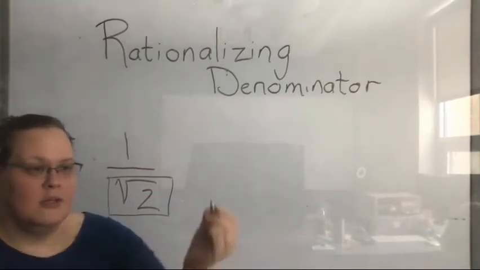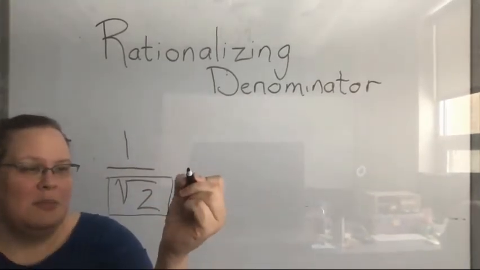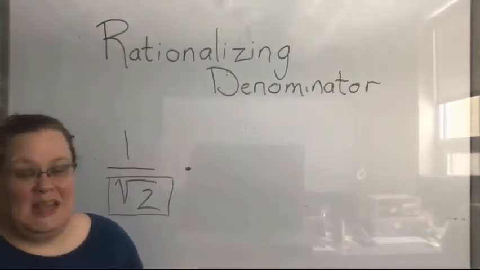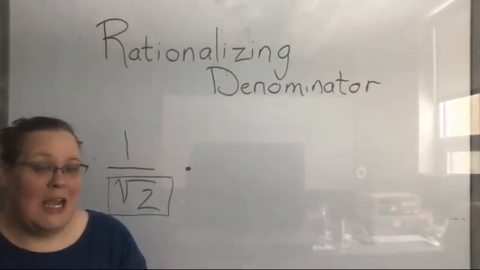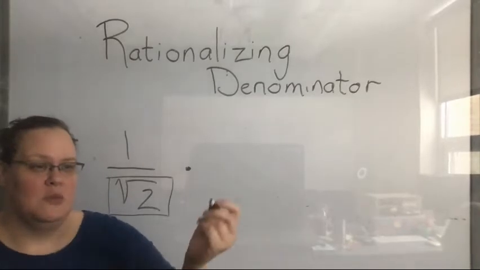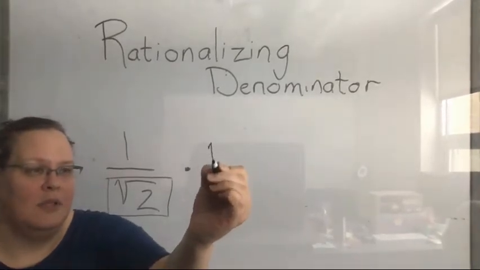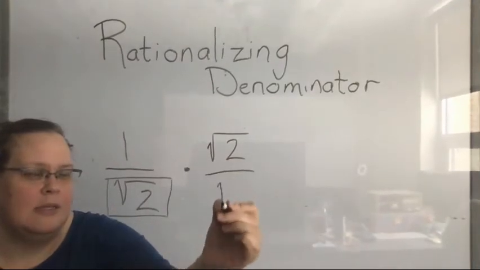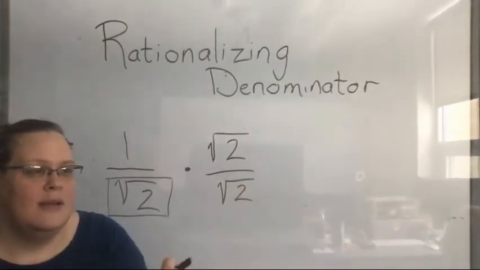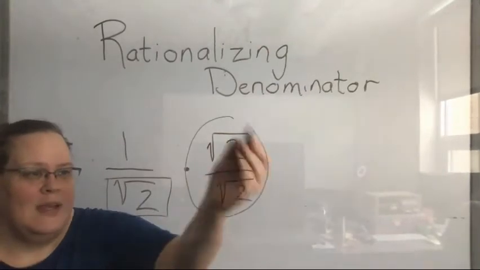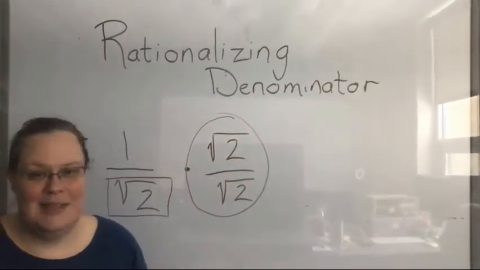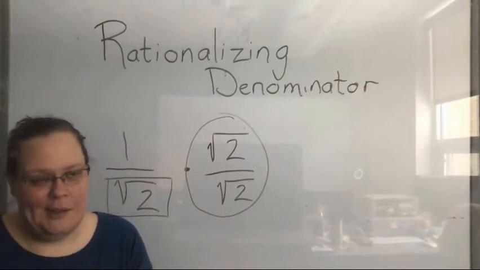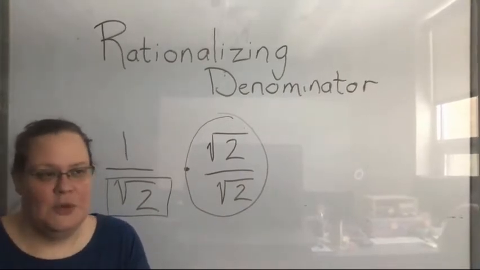So the way that we're going to do that is, remember, we don't want to multiply it by something just at random. We don't want to change the value. We just want to change what it looks like. And so what we can multiply this by is the square root of 2 divided by the square root of 2. And you'll remember anytime we have a number over itself, it's really just 1. So we're not changing the value, we're just changing what it looks like.